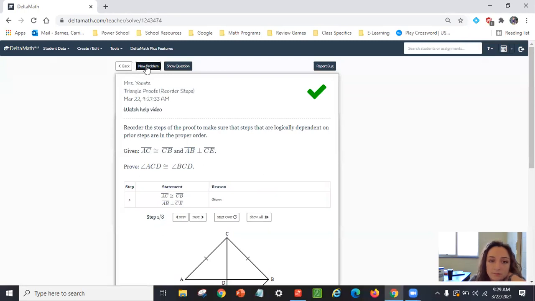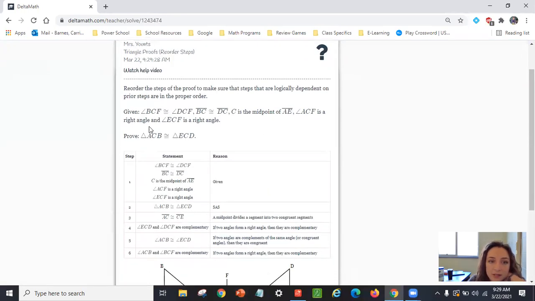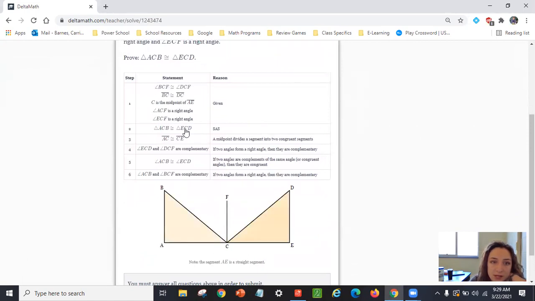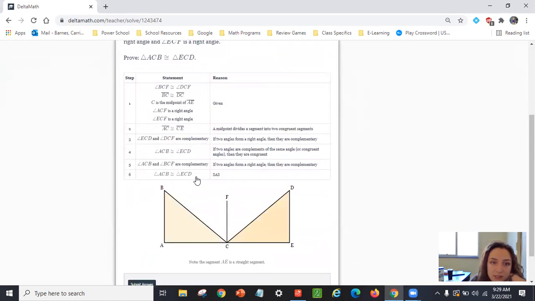Okay, let's try out another one. Given needs to go first, prove needs to go last. So there's our given, it's all in the first. And then our proof statement is triangle ACB is congruent to ECD. Okay, so ACB congruent to ECD. Now we have midpoint in the given, so that means that our midpoint statement can go next, and that's actually already next, so that's fine.